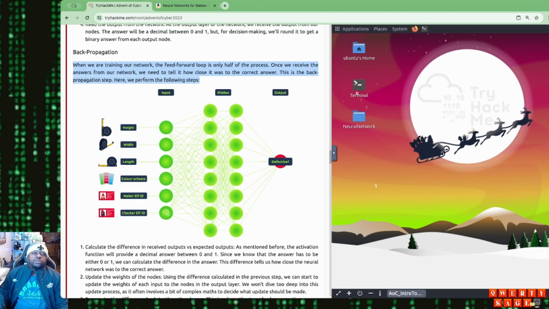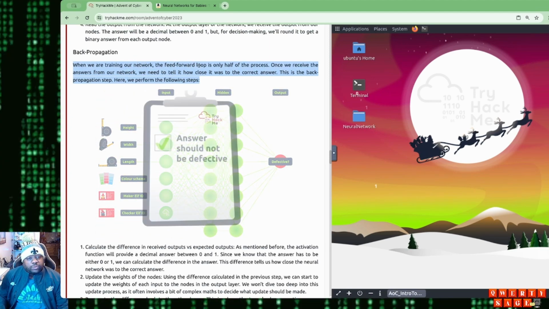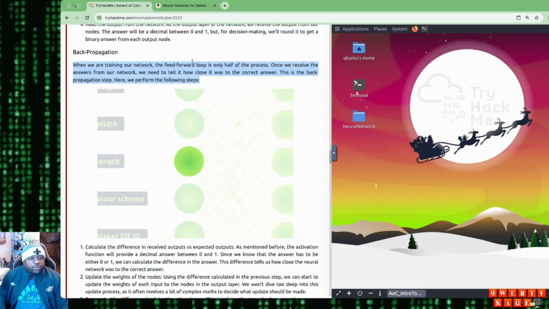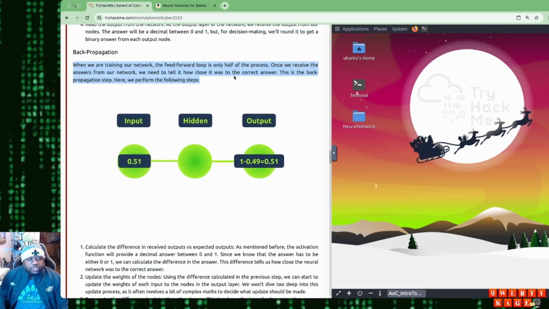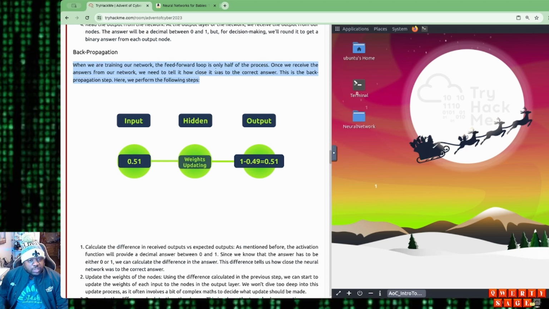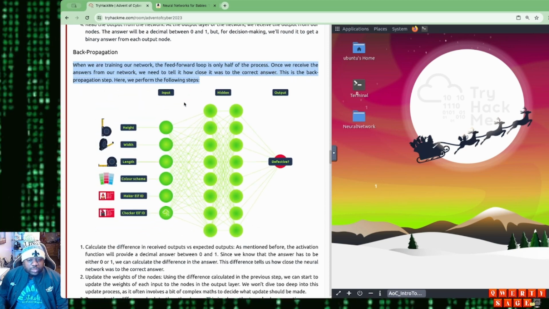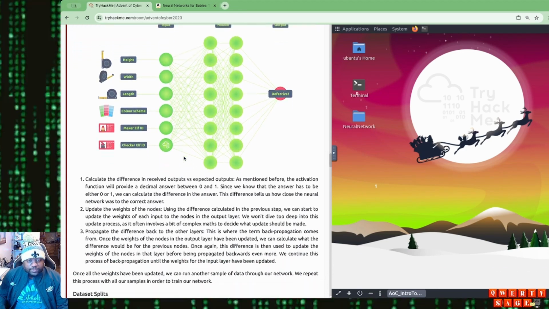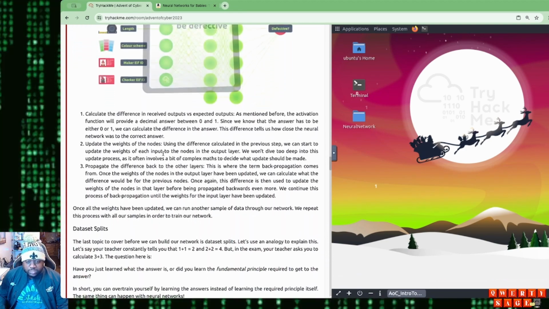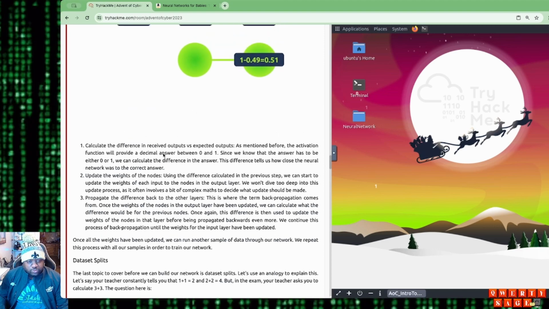Back propagation. So when we're training, the feed forward loop is only half the process. When we receive the answers, we tell it how close it was to the correct one. And this is the back propagation step. So the back propagation step only helps when you're training.